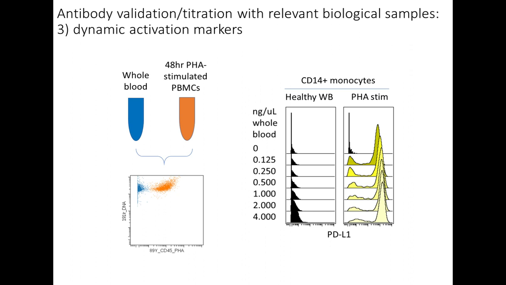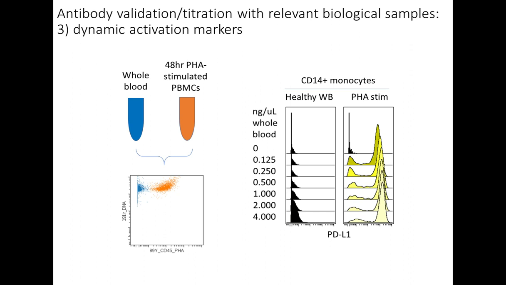And now using this sample, we can gate on both the healthy adult blood sample as well as those PBMCs that have been spiked into it. And we can see that, again, while we don't see much expression on the healthy adult blood, we can see very robust expression on those PHA-stimulated monocytes. So we know that our antibody's working. We know our conjugation succeeded.